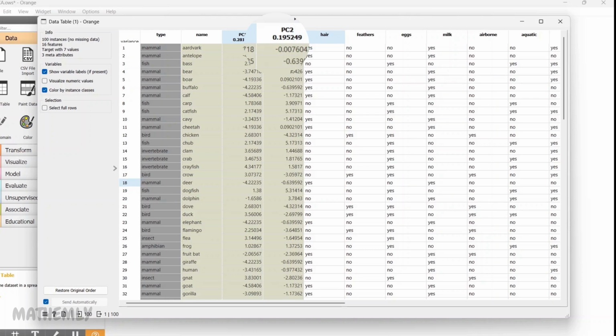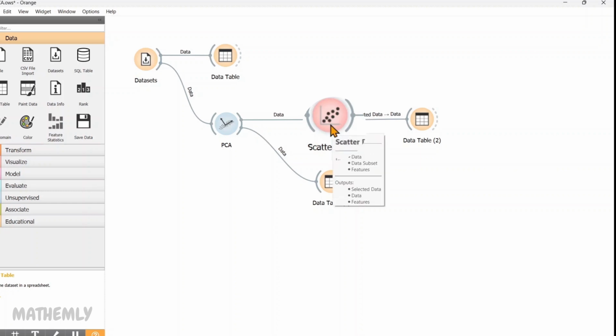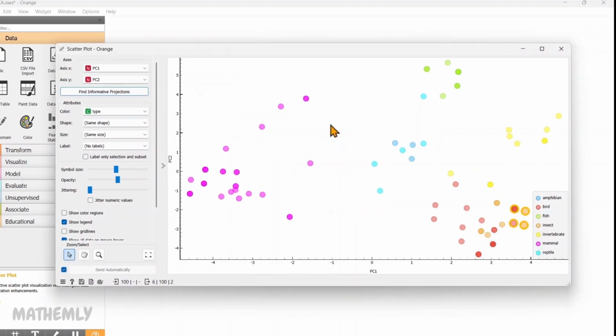These new features help reduce dimensionality while retaining the most crucial information. PC1 and PC2 are used in the scatter plot widget to visualize how the data is distributed in the new transformed space. To explore the results, I have connected the PCA to a scatter plot widget.